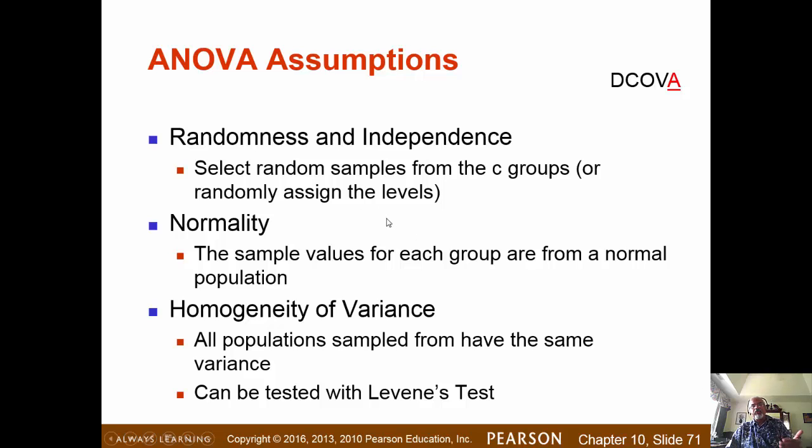Now let's go back to the ANOVA assumptions for a second. We assumed that the samples are random and independent. We assumed that the response variable values are normally distributed, and then homogeneity of the variance, which means the populations all have the same variance. Now we can verify whether this assumption is valid or not by using a test, and this can be tested using what is called the Levene's test.